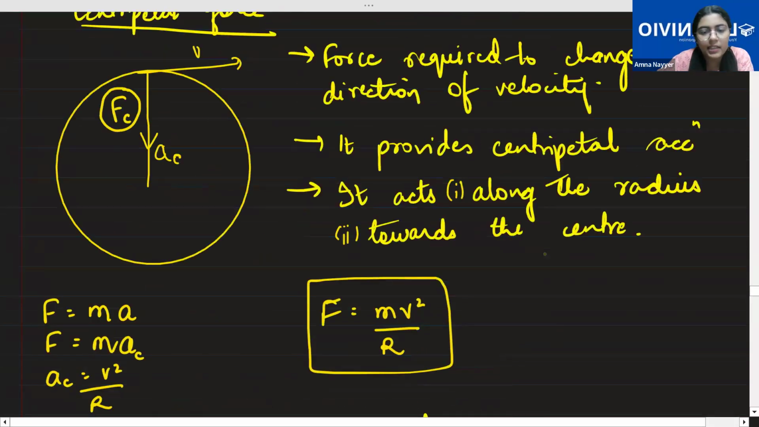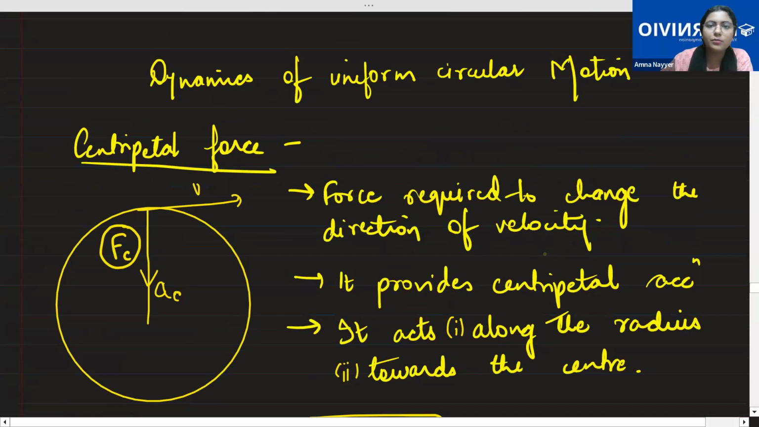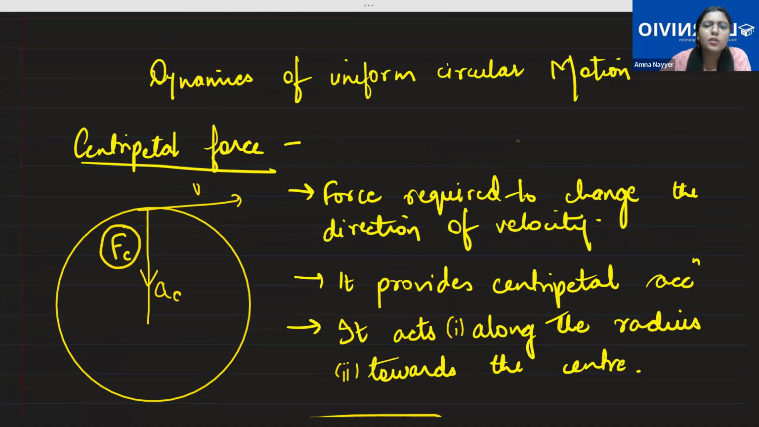Like this, mv square by r is the formula, mass into the acceleration. Fine. Write it from here, dynamics of circular motion. And after this, before centrifugal force, I'll discuss the assignments. So regarding the assignments of the circular motion only, Nabiha, you are referring to. Yeah, ma'am, the circular motion. Okay. I'll discuss it after this.